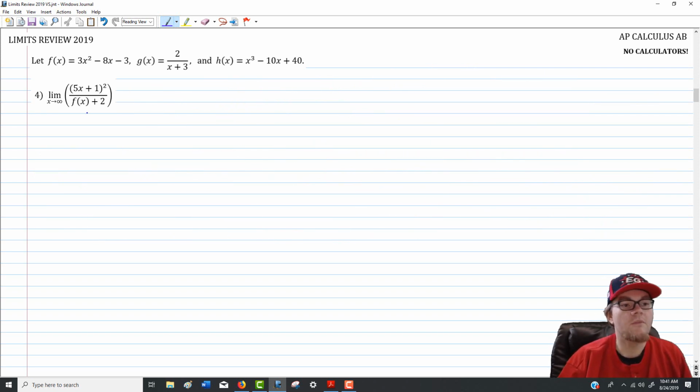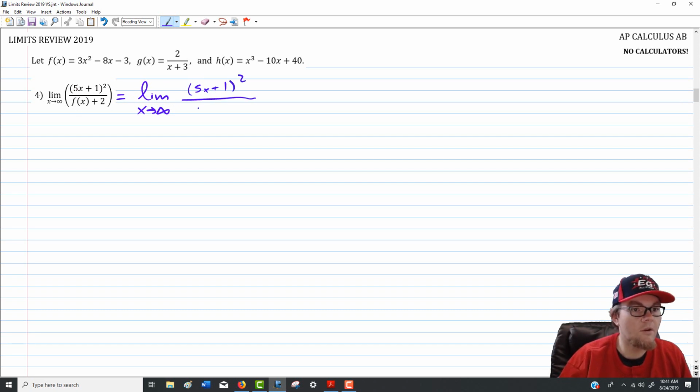Okay, that brings us to question number 4. Question number 4 is a limit as we approach infinity. So basically, before we start, I want to see what this function actually looks like, so we can maybe check by direct substitution. Looking up there, we have 5x plus 1 squared. Nothing too crazy there. The denominator, we have f of x plus 2. Well, f of x is 3x squared minus 8x minus 3. And if we do minus 3 plus 2, we're going to get minus 1.